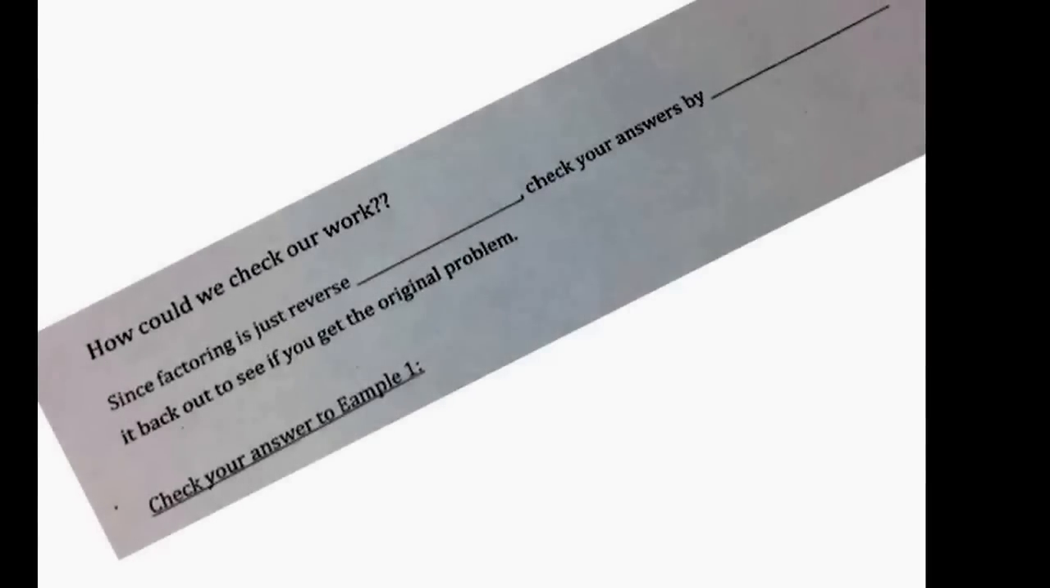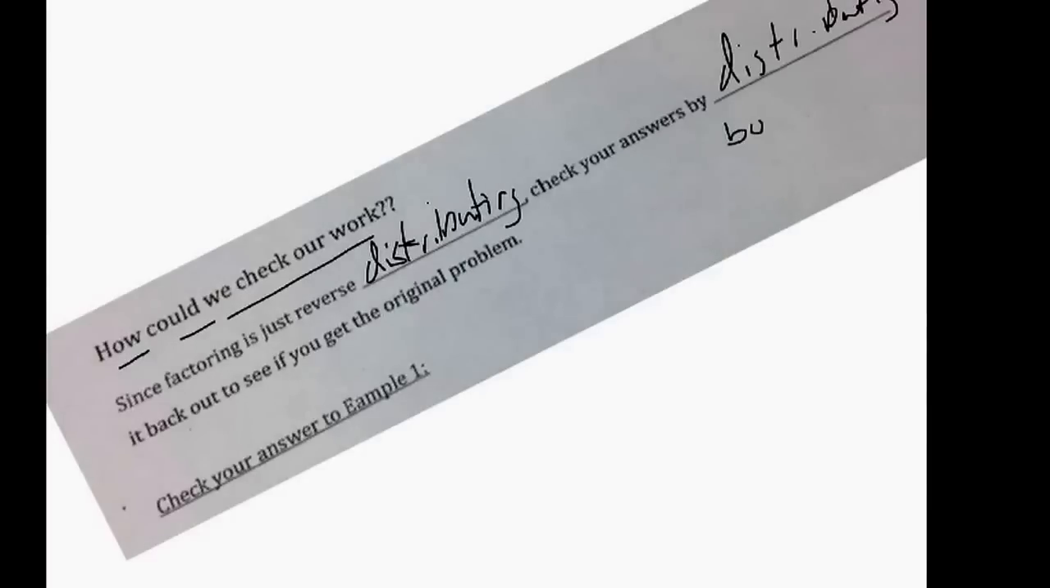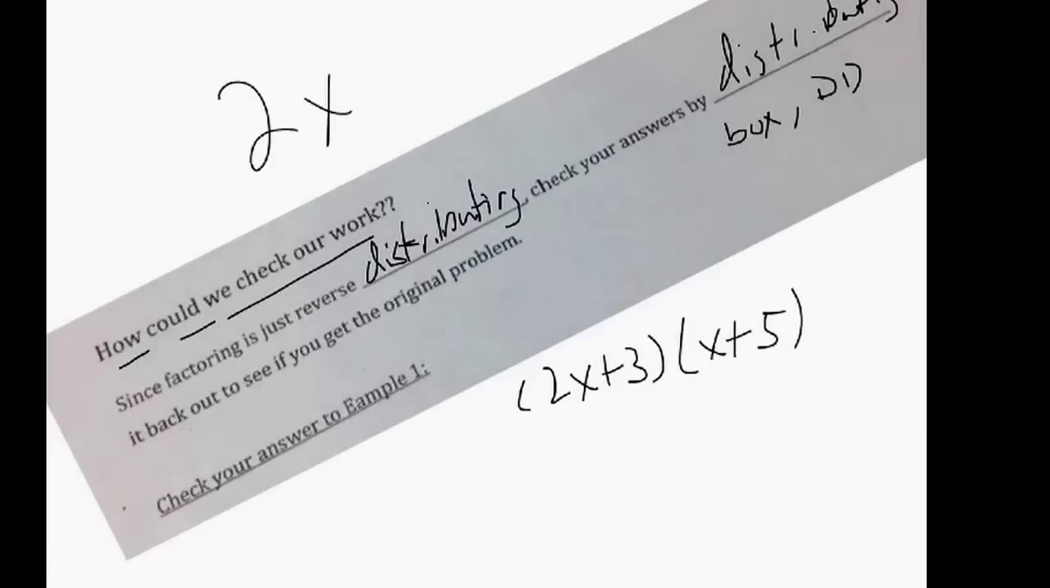Okay. This next slide talks about how we could check our work. Since factoring is just the reverse of distributing, we can check our answers by distributing or doing the box method that we learned last class period. So we could do the box method, or we could double distribute to check our answer. So let's check our answer from problem 1. We got 2x plus 3 times x plus 5 from a problem that said 2x squared plus 13x plus 15.